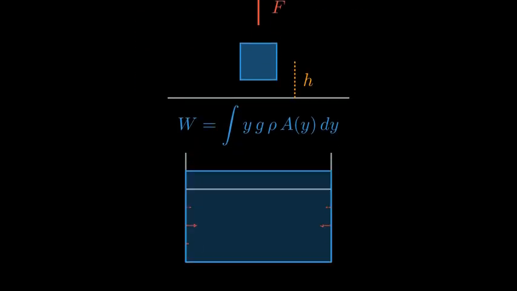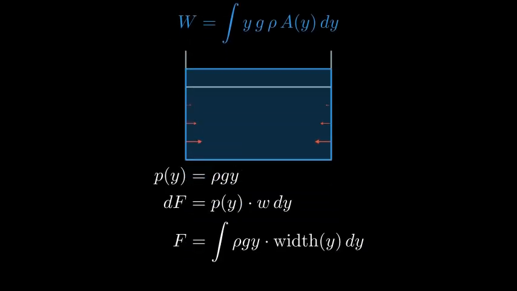Another application is calculating the total force due to fluid pressure on a submerged surface. Pressure at depth y is given by P of y equals rho times g times y. The force on a small strip of width w at depth y is dF equals P of y times w dy. The total force is found by integrating. F equals the integral of rho times g times y times the width at depth y, dy.